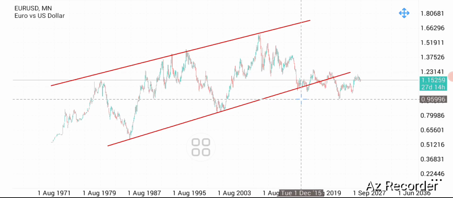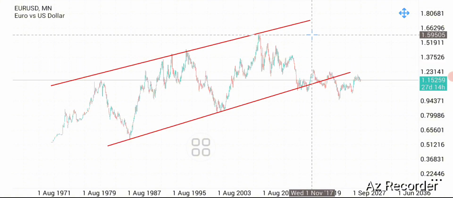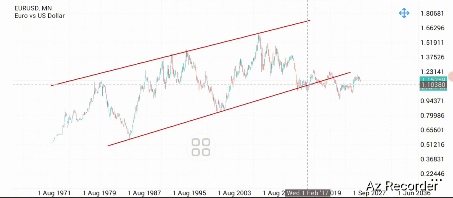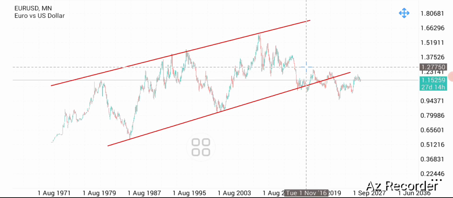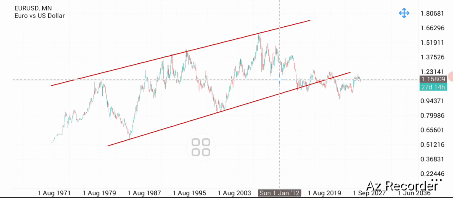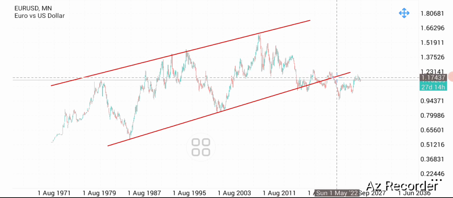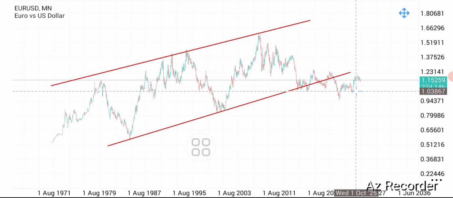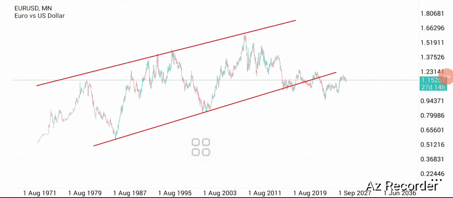Because if it was in an uptrend, it could have touched here and moved up to this point. But from what we can see, the market broke our trend line and came to this support. I think you can see here we have a support. It touched this support and it started moving down. So that tells you that the market we are looking into is already in a downtrend.